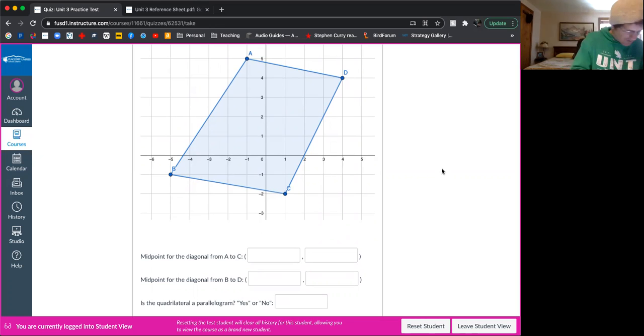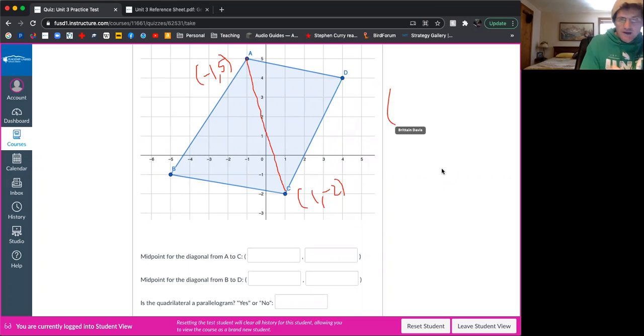In fact, let me start marking all over the screen at this point. So I'm going to think about this diagonal right here. I want to find the midpoint of it. A has a coordinate of -1, 5. C has a coordinate of 1, -2. So as I'm doing this, remember your midpoint formula, and you have that reference sheet that you can come back to. I'm going to take my two x values right here and plug those in.